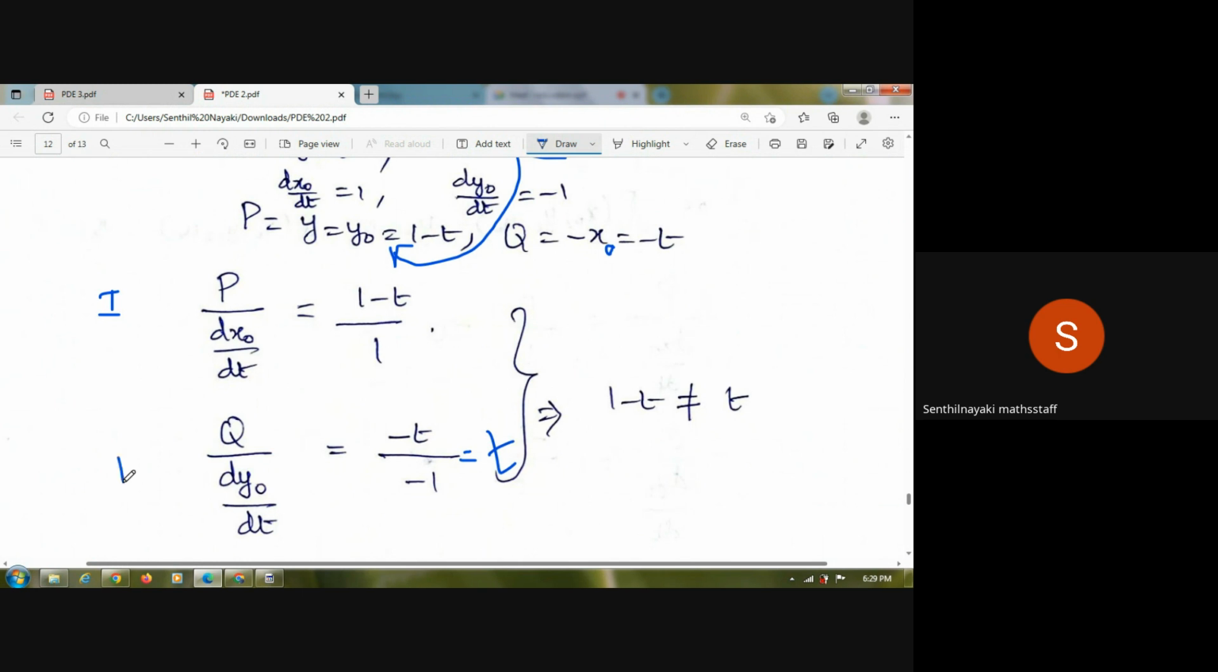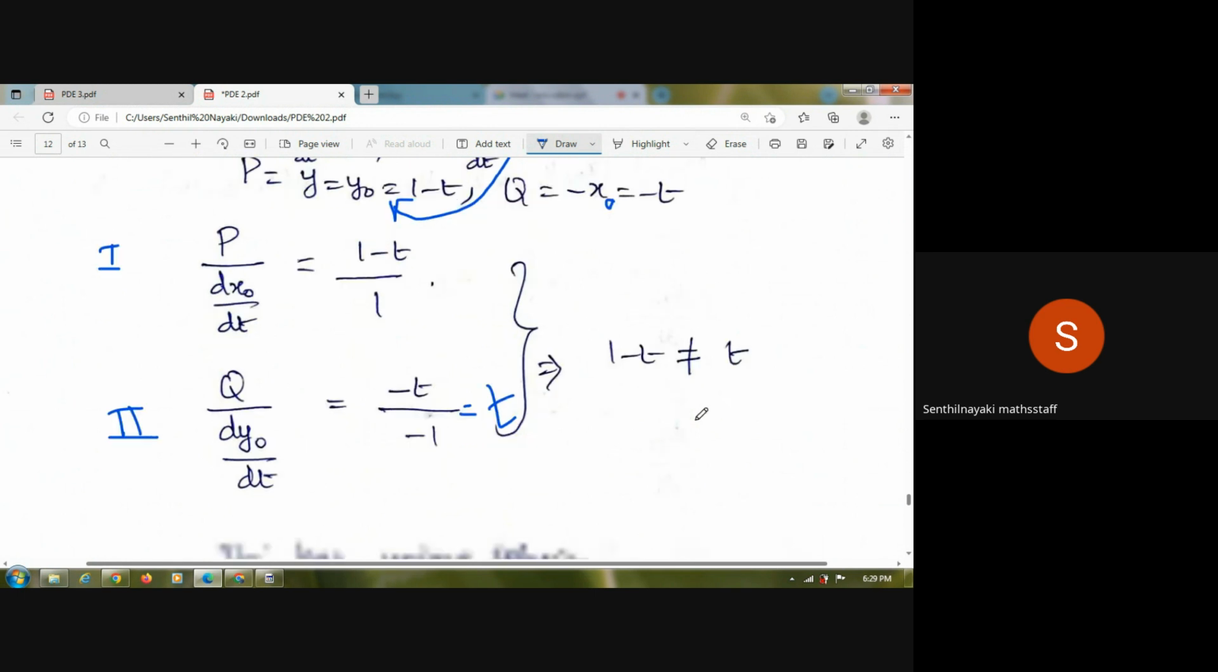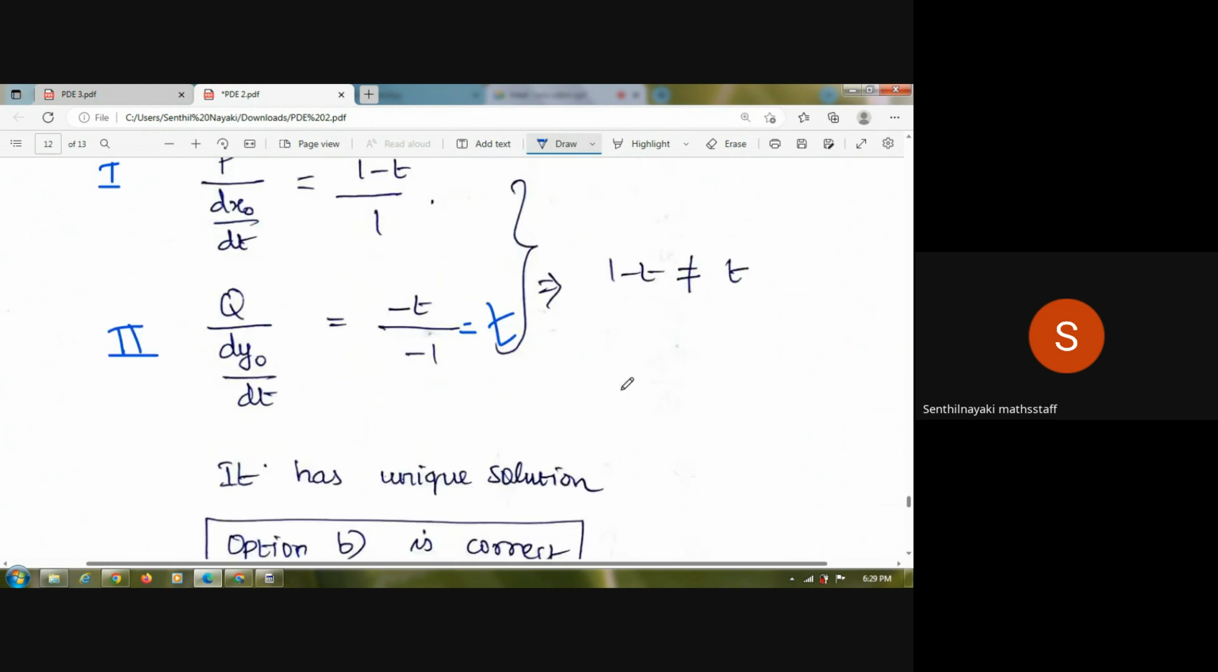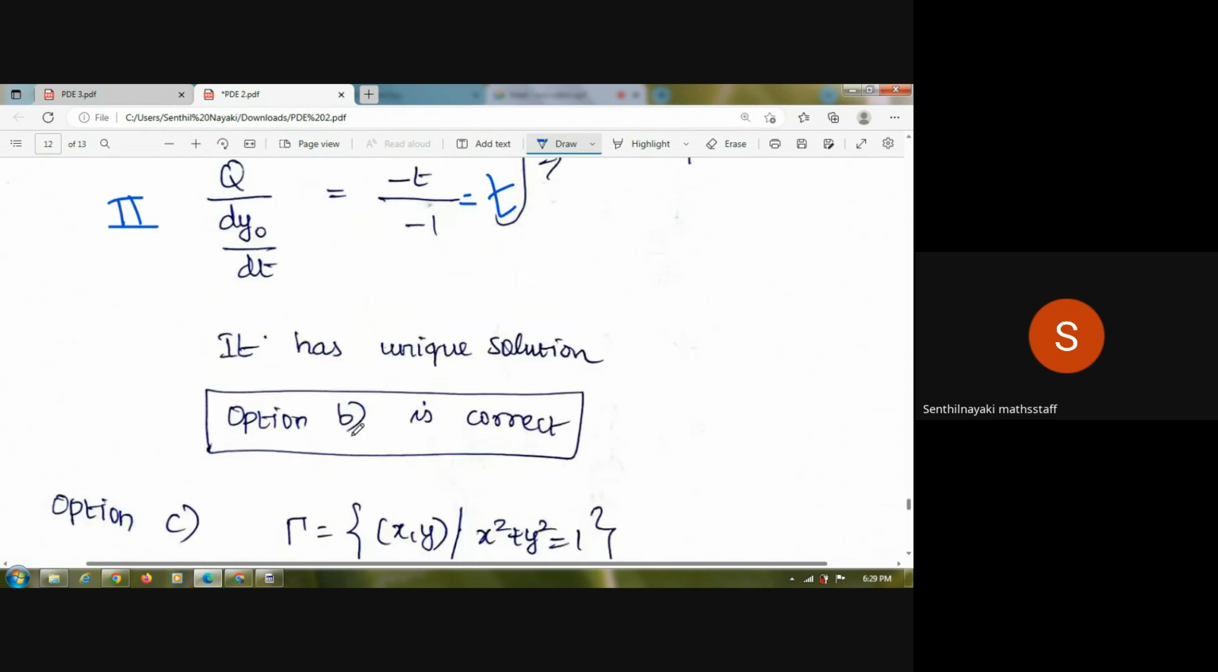So from these two ratios we get 1 minus t here plus t. So 1 minus t not equal to plus t, therefore this is the condition for unique solution. So it has unique solution already. This condition has been given in the question itself, therefore second option is also correct.